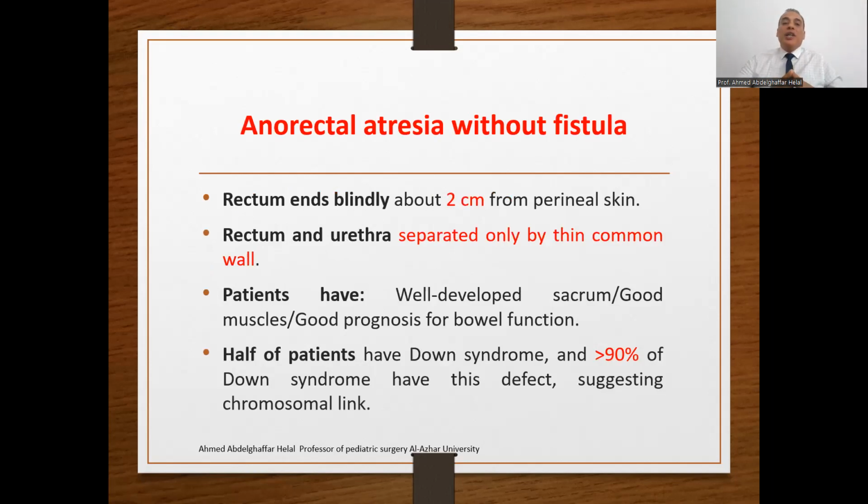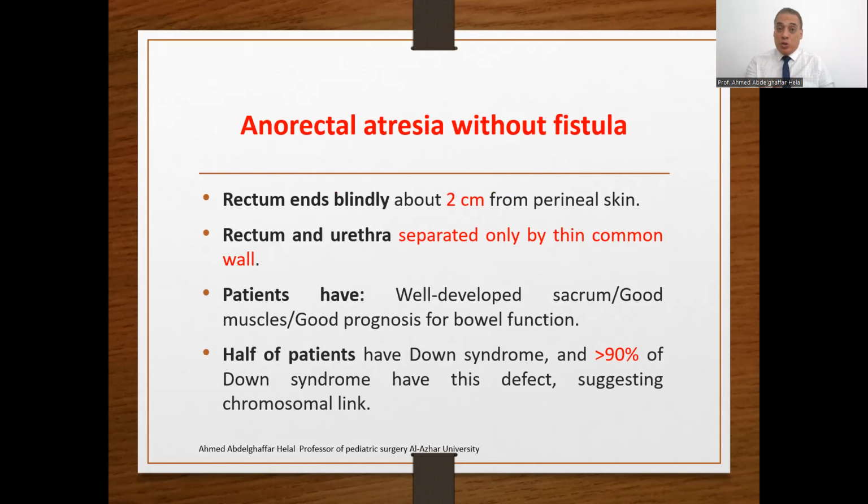The third type will be anorectal atresia without fistula. There is atresia or obstruction of the rectum, however, no fistula. The rectum ends blindly, about 2 cm from the perineal skin. The rectum and urethra are separated only by the thin common wall. Patients will have a well-developed sacrum and good muscles, with a good prognosis for bowel control.